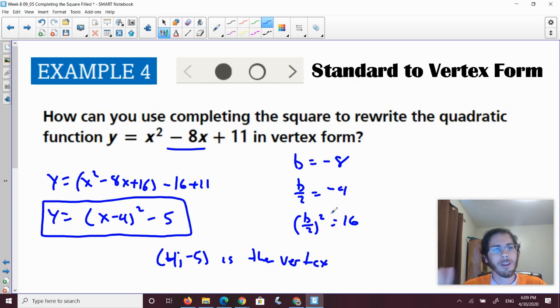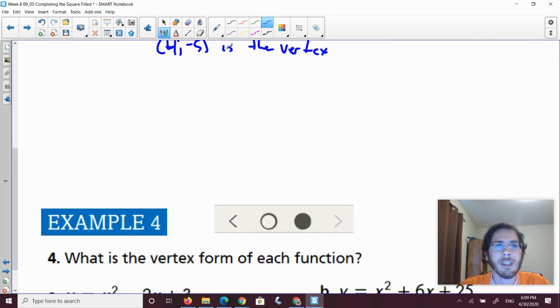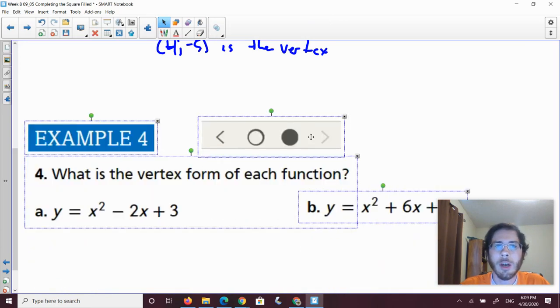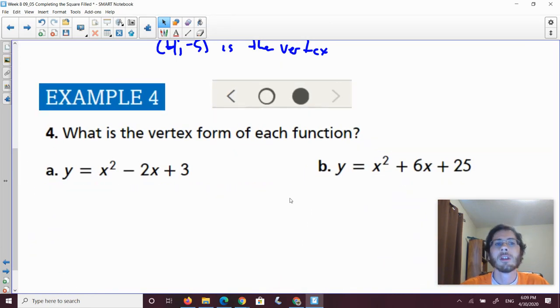Again, I think it's fun because it's a lot easier than factoring, a lot quicker. And that's it. So for the triads down here, give them a go if you want. Try them out on your own. But we're going to find the vertex form for each function.